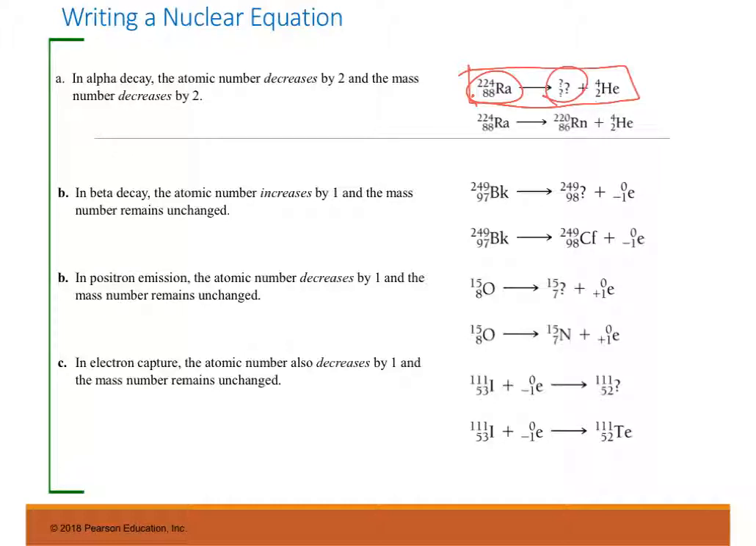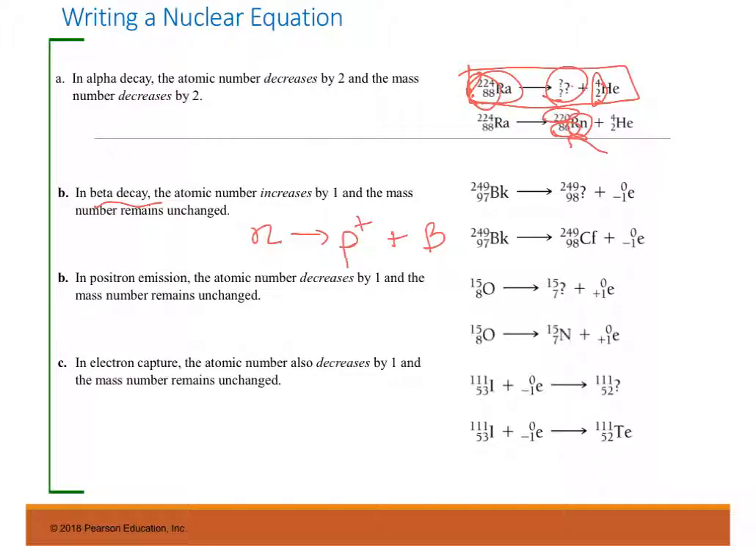And again, you would simply have to use addition to figure out 4 plus what is 224, okay? And 2 plus what is 88? Once you find the new atomic number of protons, look in your periodic table, and in this case, it formed radon.